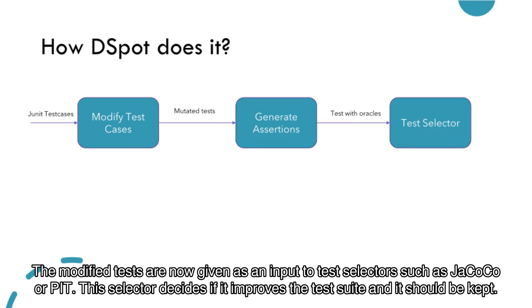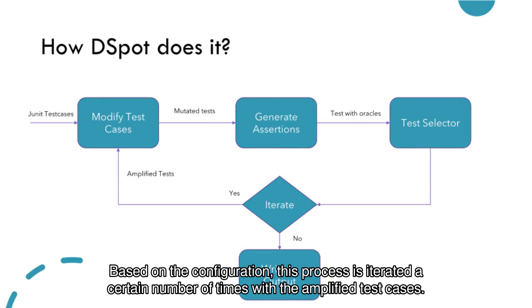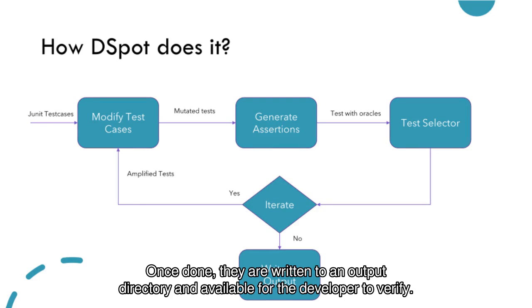The modified tests are now given as an input to test selectors such as JaCoCo or Pit. This selector decides if it improves the test suite and it should be kept. Based on the configuration, this process is iterated a certain number of times with the amplified test cases. Once done, they are written to an output directory and available for the developer to verify.